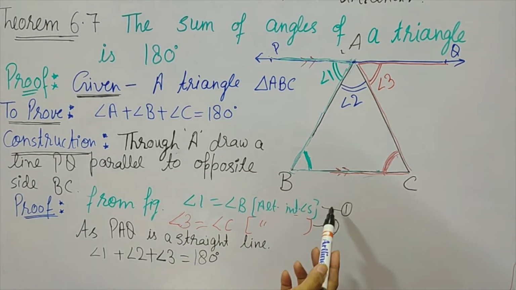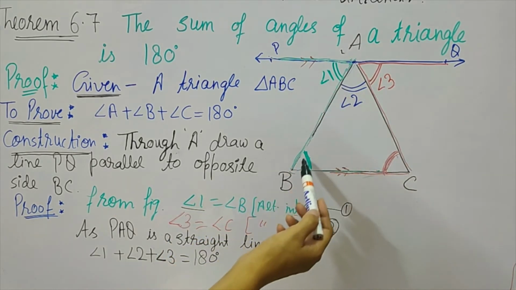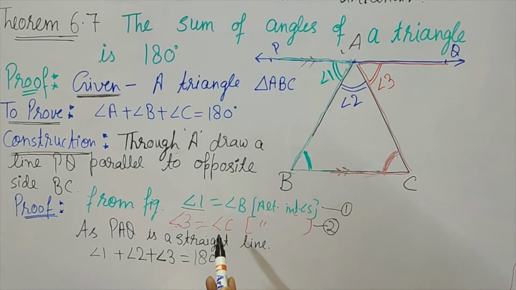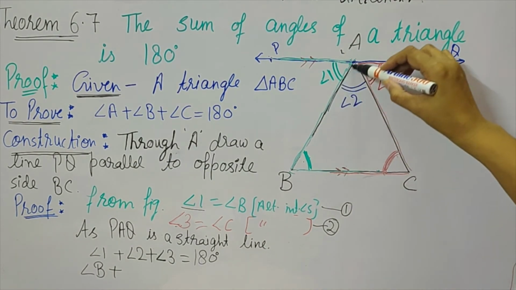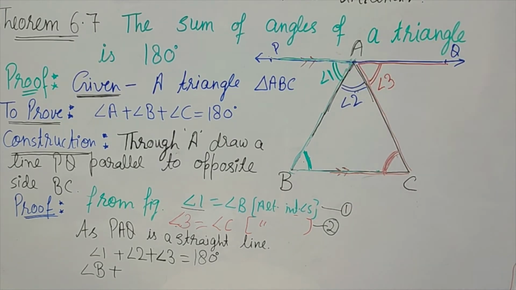So now we can use equations 1 and 2. We have already shown that angle 1 and B are equal, and 3 and C are equal. So in place of angle 1, we can write angle B. Angle 2, just observe from the diagram: this angle 2 is the angle of the triangle at the point A. So we can replace angle 2 by angle A. In the same way, angle 3 can be replaced by angle C, and the sum is equal to 180 degrees. So in this way we got the conclusion: angle A plus angle B plus angle C, the sum of these three angles, is 180 degrees.